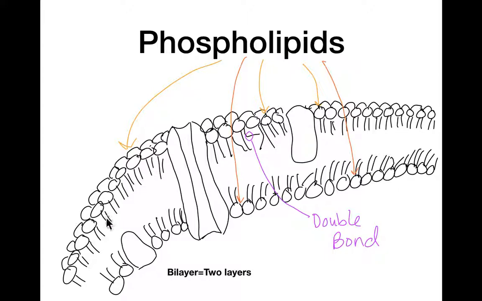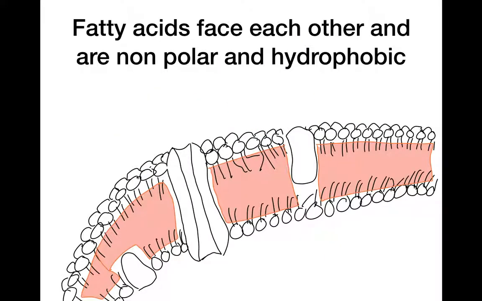These phospholipids orient themselves in what's known as a bilayer. So we have a phospholipid layer here and a phospholipid layer here. Because we have two, we use the prefix bi, and we have a phospholipid bilayer. Hopefully everybody is able to recognize the double bond in some of these bent ones. Most of these I drew pretty straight, but typically you'd have several double bonds throughout. These fatty acids are going to face each other, and this middle region is going to be non-polar and completely hydrophobic.